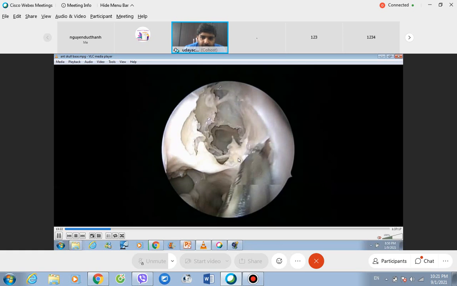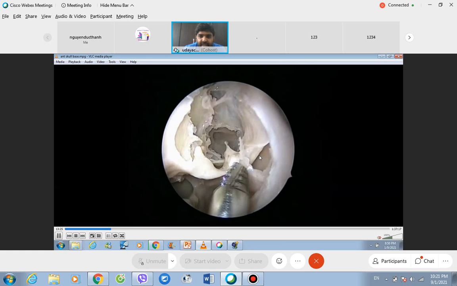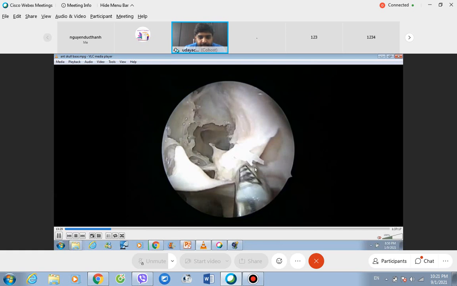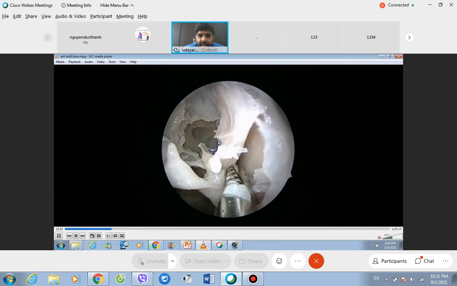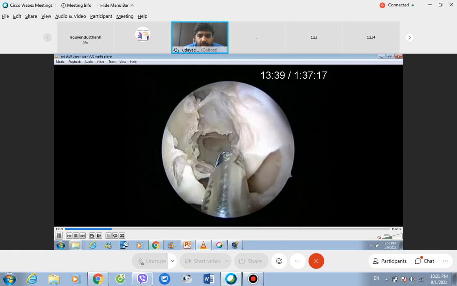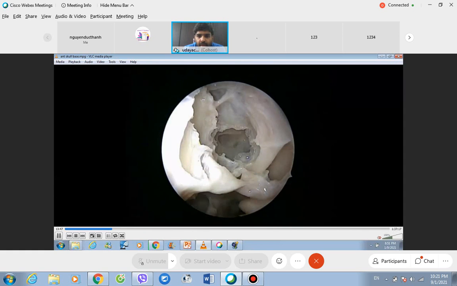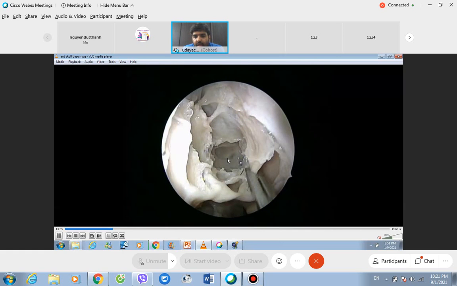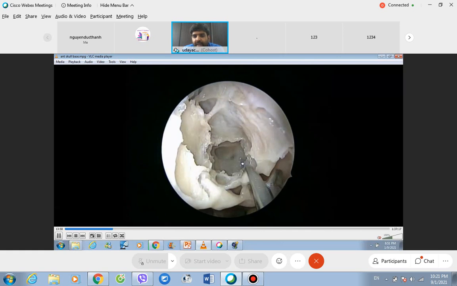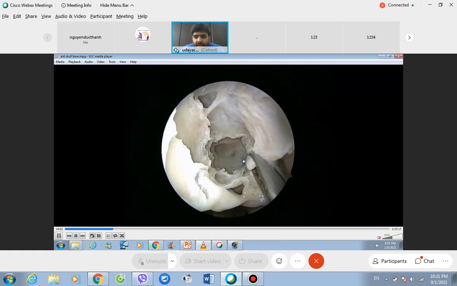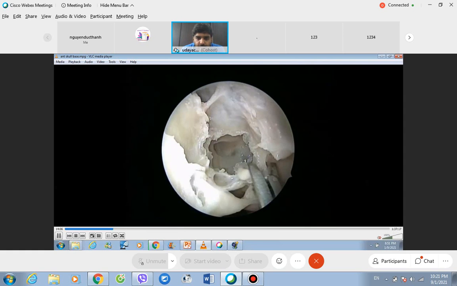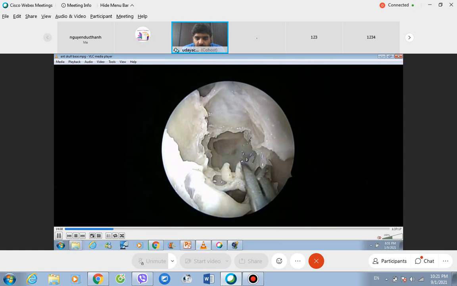This is the superior turbinate which we have found. And once we dissect the superior turbinate, we'll remove the lower third of the superior turbinate, and then we find the sphenoid os. This is how we remove the inferior third of the superior turbinate and proceed towards the sphenoid os.